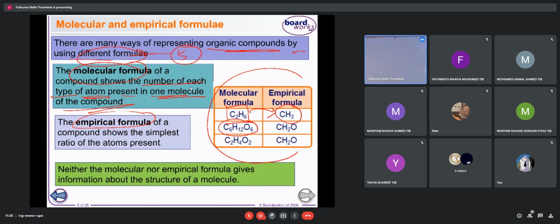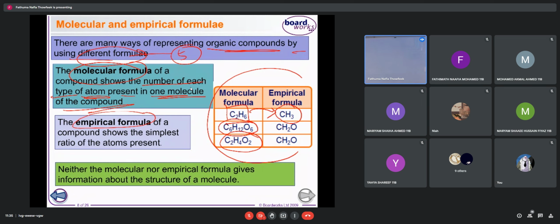C6H12O6, that shows how many carbons, how many oxygens, and how many hydrogens are there in the molecule. But in the empirical formula, you need to simplify. You are dividing everything by 6. So carbon 6 divided by 6, hydrogen 12 divided by 6, oxygen 6 divided by 6, CH2O. C2H4O2 is the molecular formula, and you can divide everything by 2. CH2O is the empirical formula.